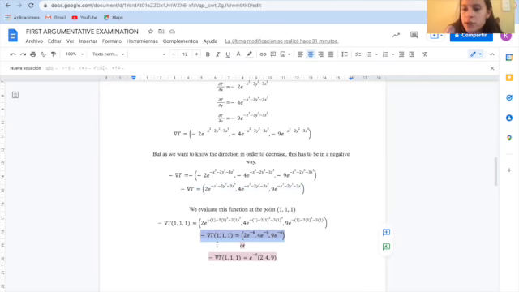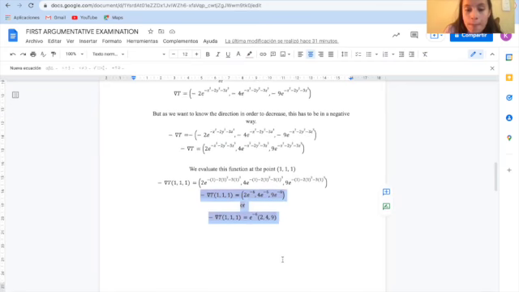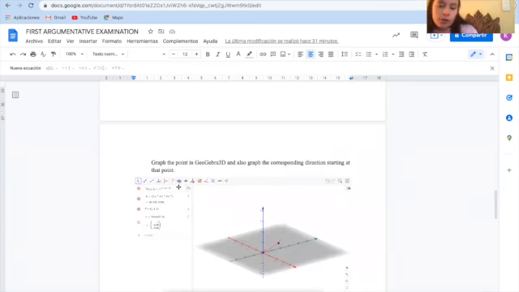or we can factorize it. Well, this gives us this result. So this is the result of the first one. We have to graph the point in GeoGebra and also graph the corresponding direction starting at the point.